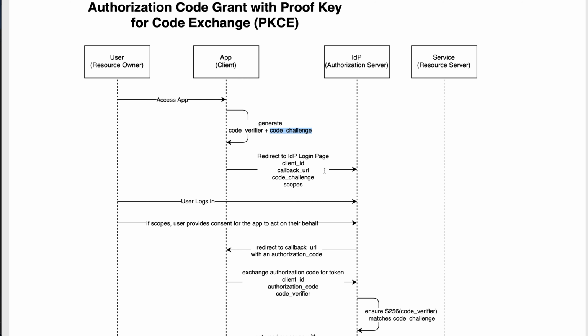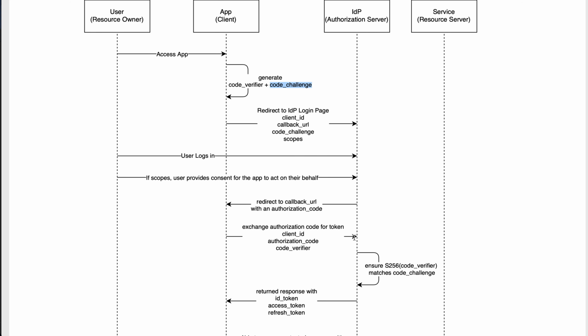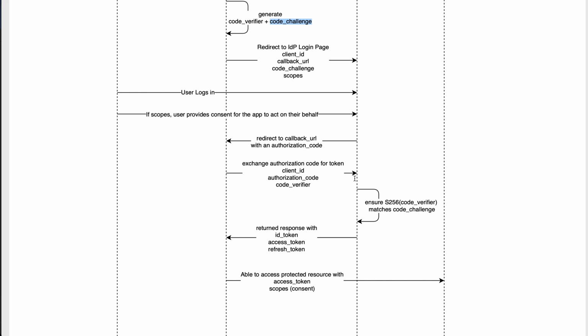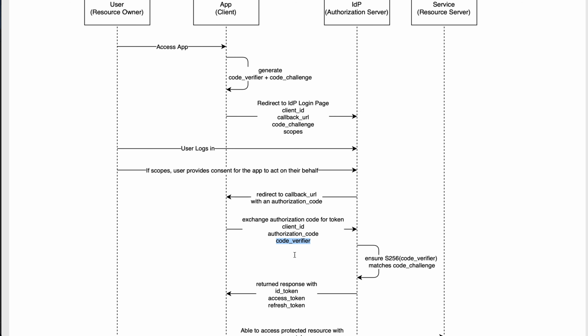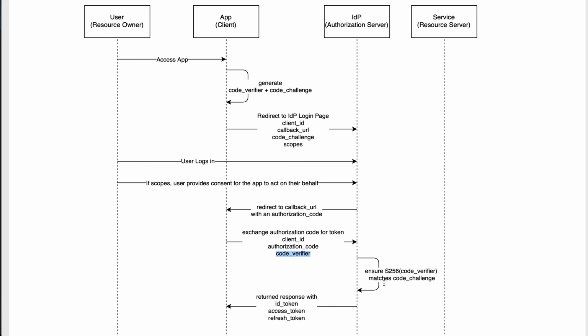So when it redirects to the identity provider and goes through this whole flow, eventually we come back down here and redirect to the callback URL with the authorization code. But then what the app will do is send the original code verifier, before it was hashed, to the identity provider. Now the identity provider can perform the hash on that code verifier to ensure that it matches the code challenge that it initially received.